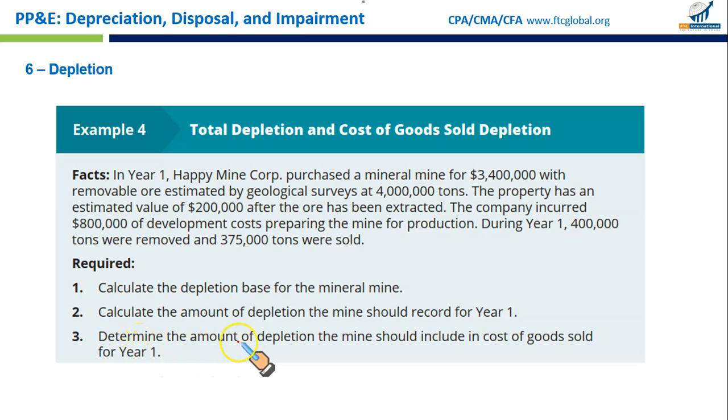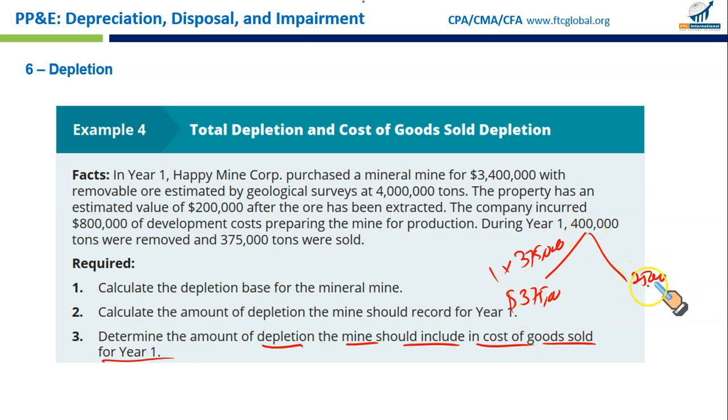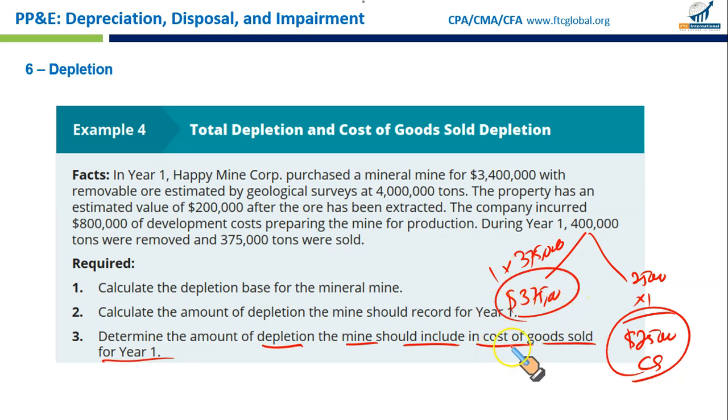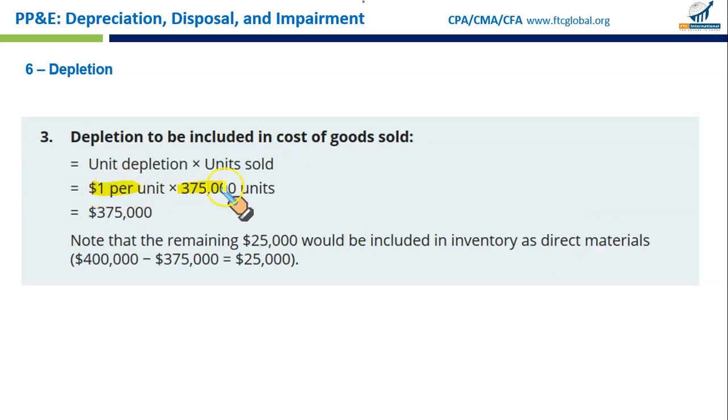Last part says determine the amount of depletion the mine should include in the cost of goods sold for year 1. Since remember 400,000 were extracted, of this 375,000 were sold. So this times $1, $375,000 goes to CGS, and the remaining 25,000 tons times $1, $25,000, goes to part of your closing stock. So this is the figure that goes to CGS, and the remaining 25,000 goes to closing stock.